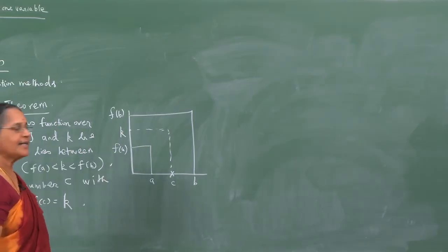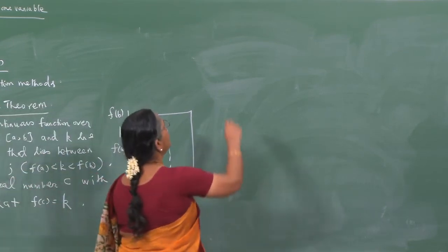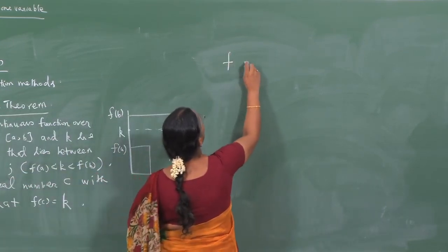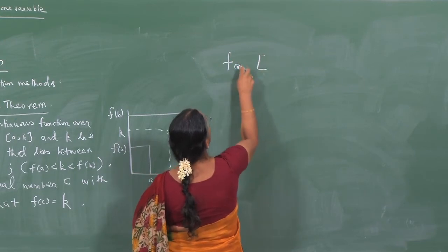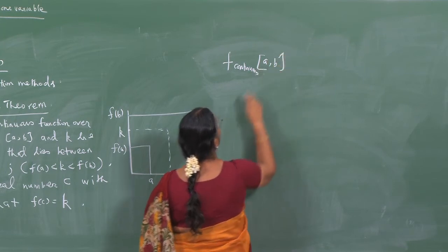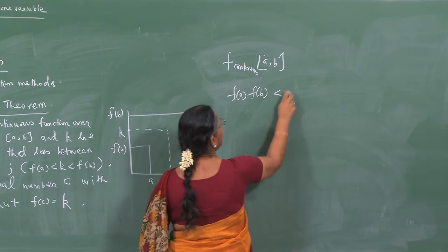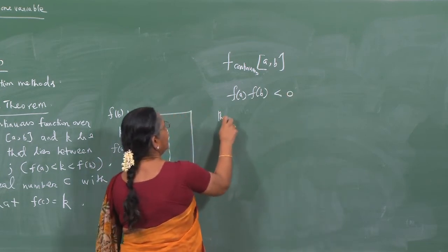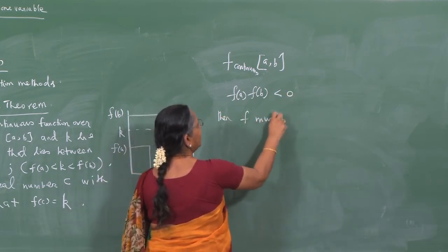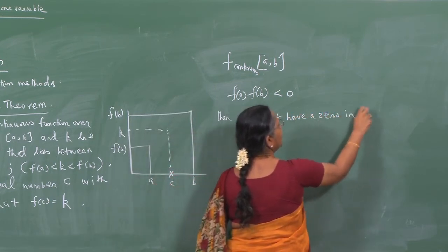Let us now see a consequence of intermediate value theorem, which says if f is a continuous function in the closed interval [a, b] and f of a into f of b is negative, then f must have a 0 in the interval [a, b].